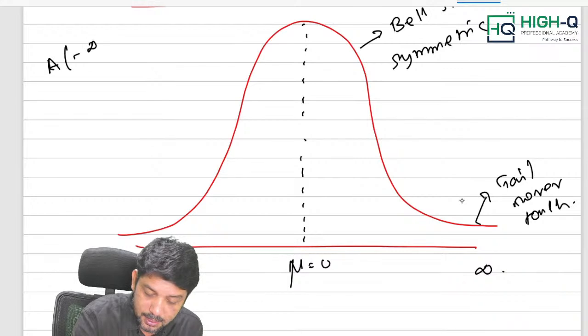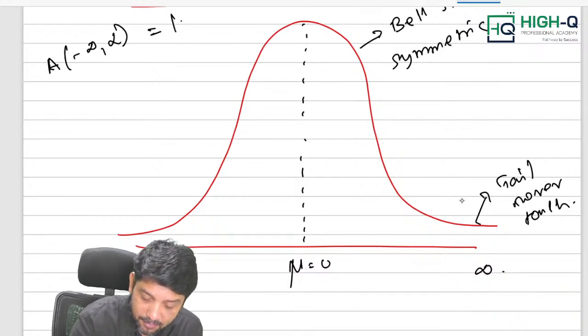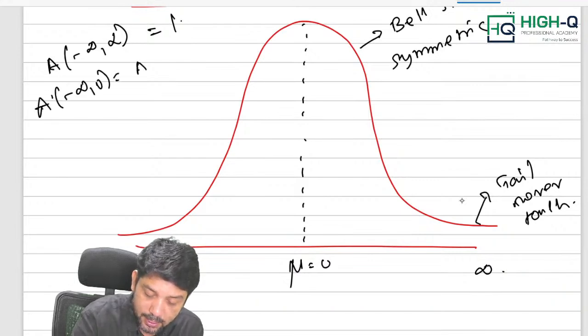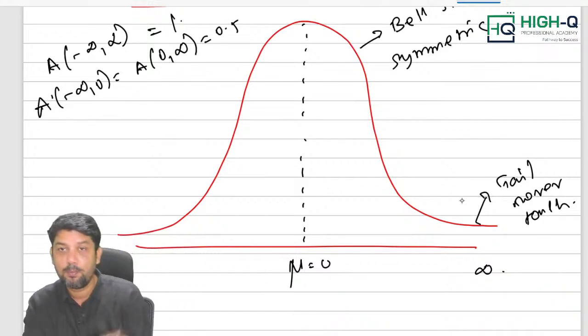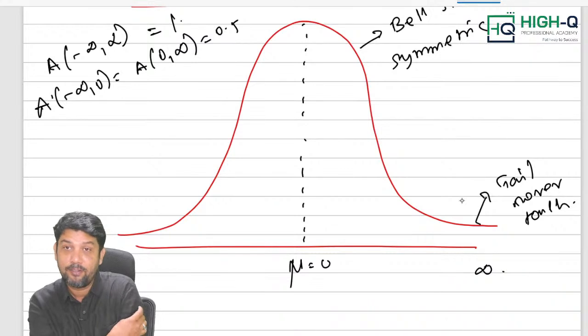Area between minus infinity to plus infinity is always 1. So this half area is what? Area between minus infinity to 0 and area between 0 to infinity is equal to 0.5. Both the areas are 0.5, 0.5.